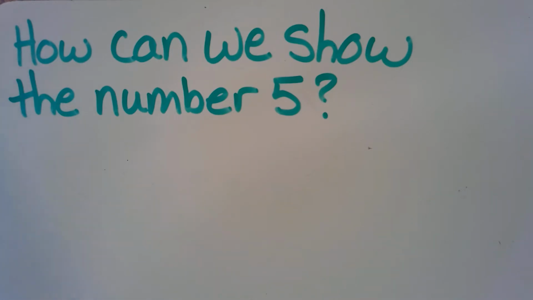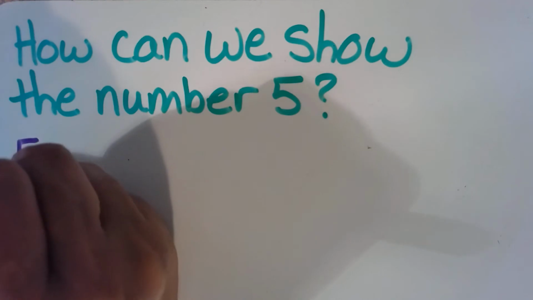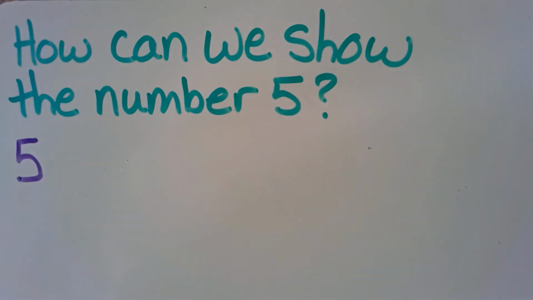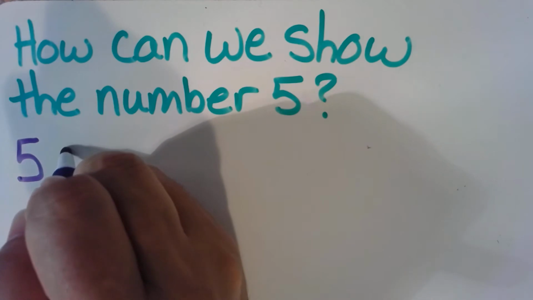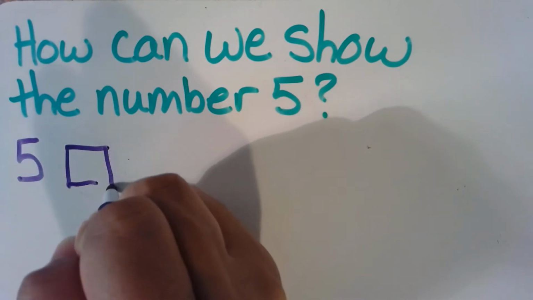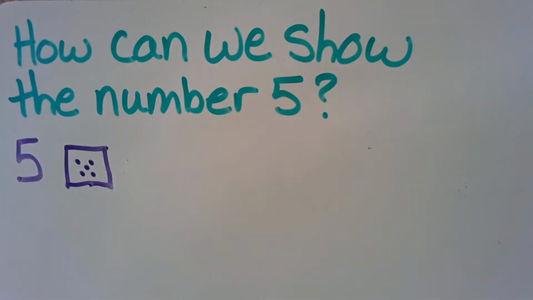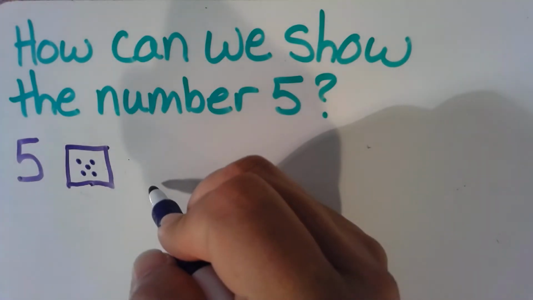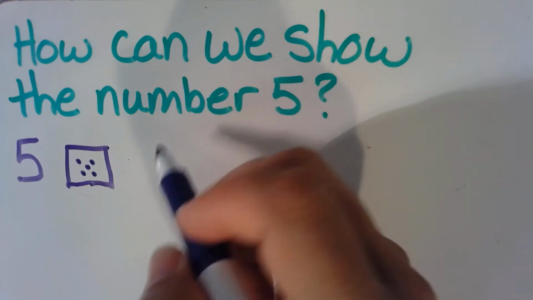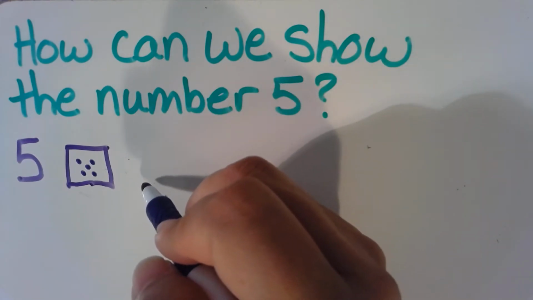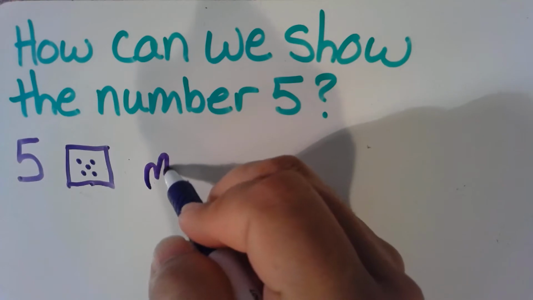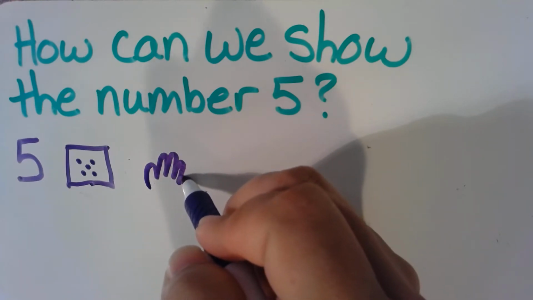So, how can we show the number 5? Well, we can just write the number 5. We could have a die, and when you roll it, you get 5 dots. How about your hand? If I ask you how old you were, and you were 5 years old, you could show with 5 fingers.